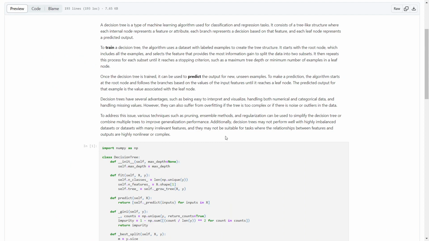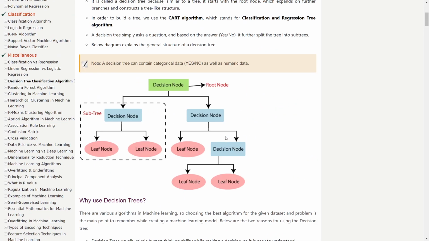A decision tree is a machine learning algorithm used for classification and regression tasks. Generally, it's used for classification tasks, but it's also common to use decision trees for regression. It consists of a tree-like structure where each internal node represents a feature or attribute, each branch represents a decision based on that feature, and each leaf node represents a predicted output. So for example, we'll have a root node, then that would be divided into sub-trees based on the attributes, and then finally, based on subdivision, it determines the combination of some attributes.